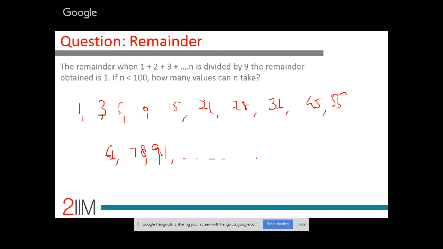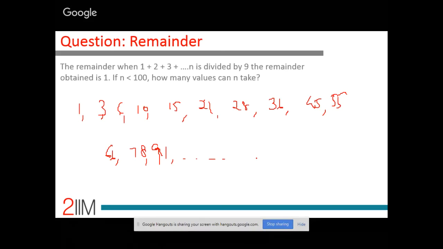So which numbers on this list leave a remainder 1 on division by 9? 1, 10, 28, 55, 91, and so on. Is there a pattern? Every third number. Fourth number, seventh number, 10th number, every third number. First, fourth, 7th, 10th, 13th, all of those work. So every third number on this list works, starting from 1. So 1, 4, 7, 10, 13, 16, 19, 22, all the way till 97. So how many ever numbers are there? That's your answer. So now let's think about why that works.